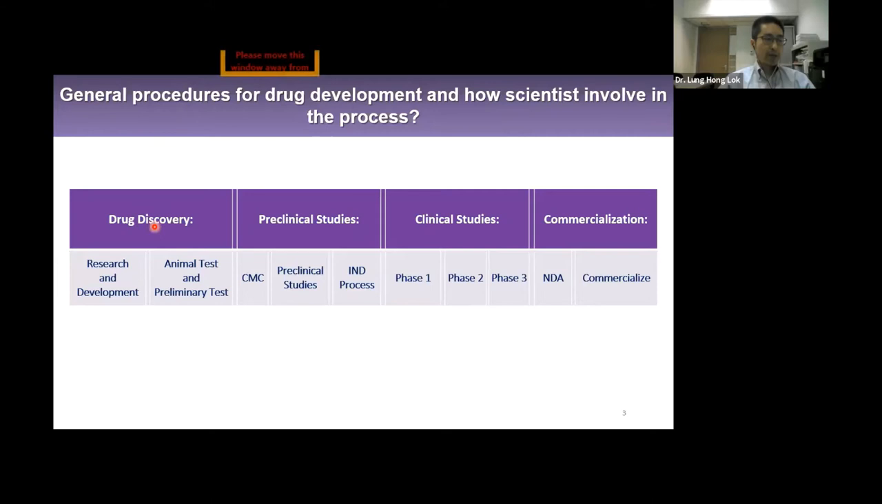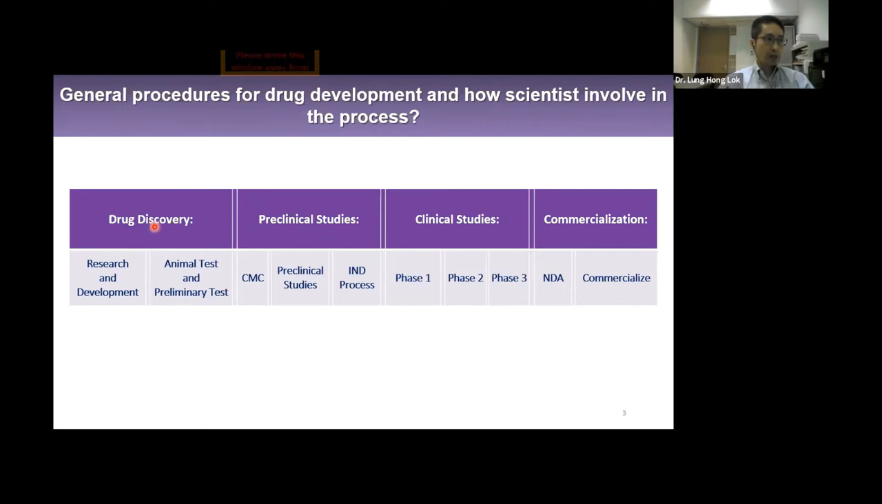And it's mainly about the proof of concept, right? Whether the inhibition of a particular molecular process is responsible for the disease state, for the disease status. And this is the first stage, okay?